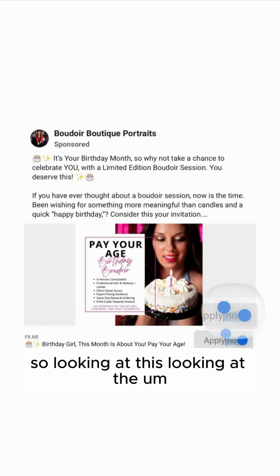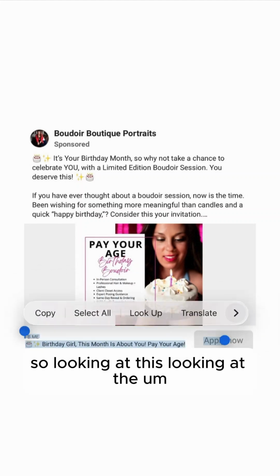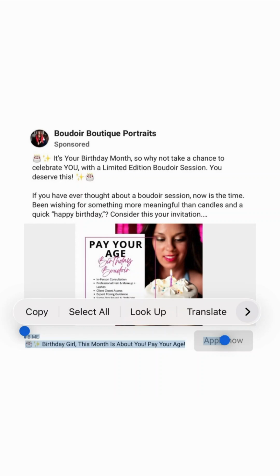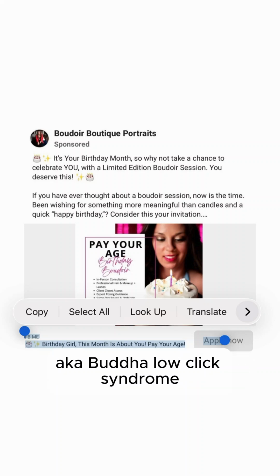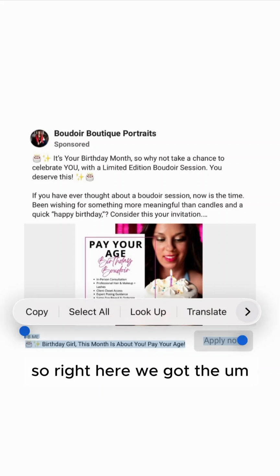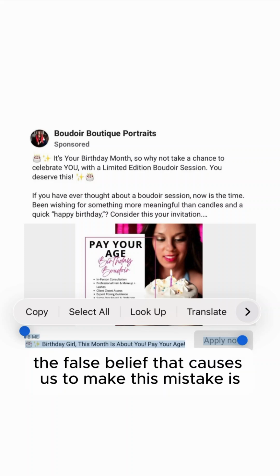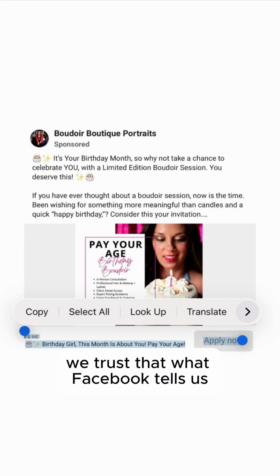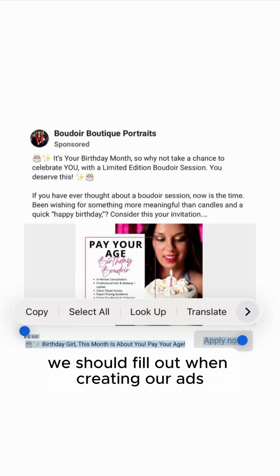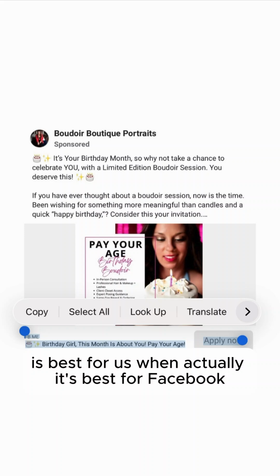So looking at this, we're going to diagnose this, see if we believe it has BLCS, aka boudoir low click syndrome. So right here we got the below creative cluster mistake. The false belief that caused us to make this mistake is we trust that what Facebook tells us we should fill out when creating our ads is best for us, when actually it's best for Facebook.